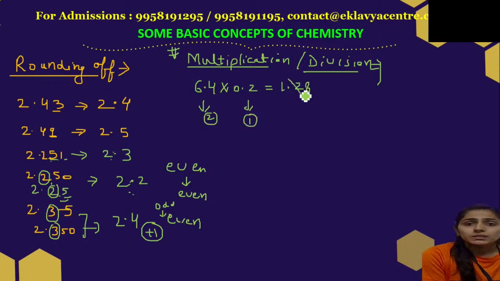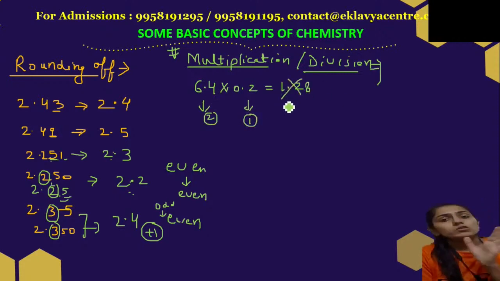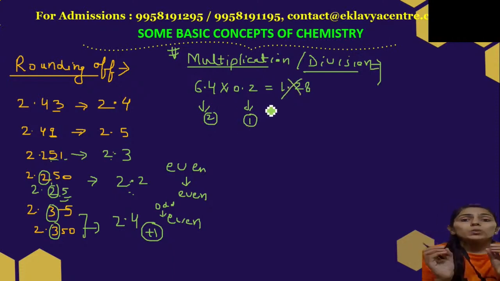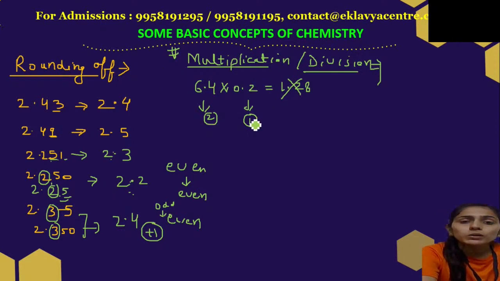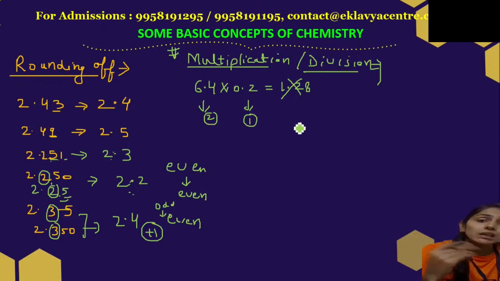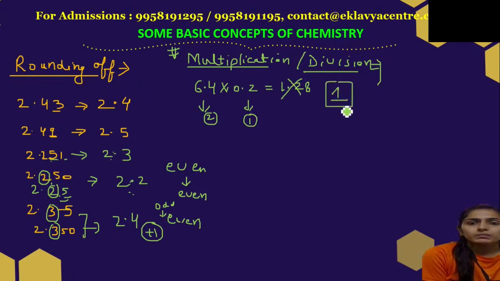So this is the wrong answer, because in case of multiplication and division the answer should have only that many significant figures. Suppose 6.4 has two significant figures and 0.2 has only one significant figure. So in the answer also you should have only one significant figure. So the answer should be 1, which is the correct answer, because it also has only one significant figure.